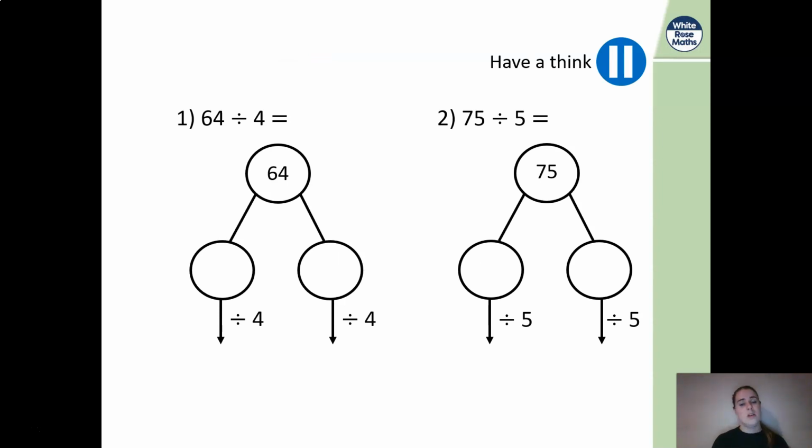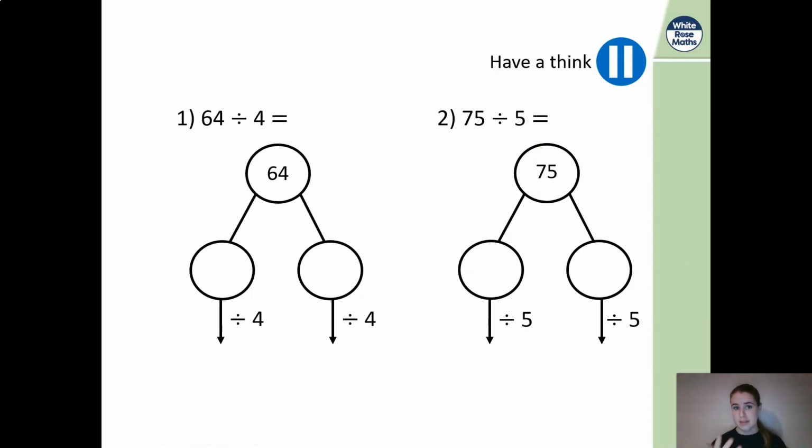So based on that example from the previous slide, I want you to pause the video and have a think. What multiples of either 4 and 5 can we include in our part, whole models that are both multiples of the number you're dividing by and would add together to give us 75? Pause the video and have a think.